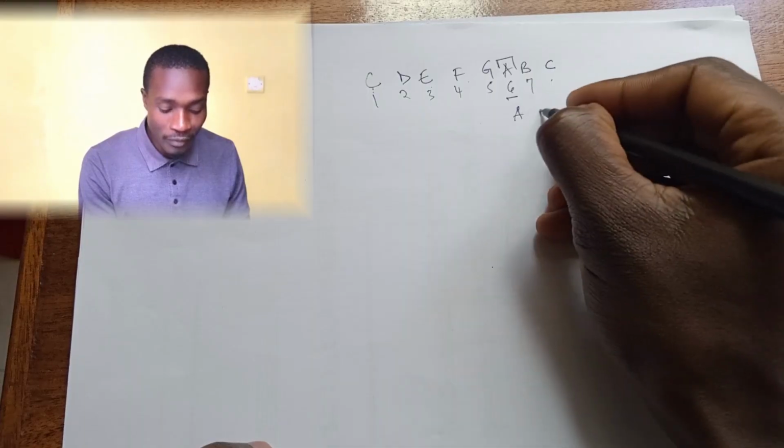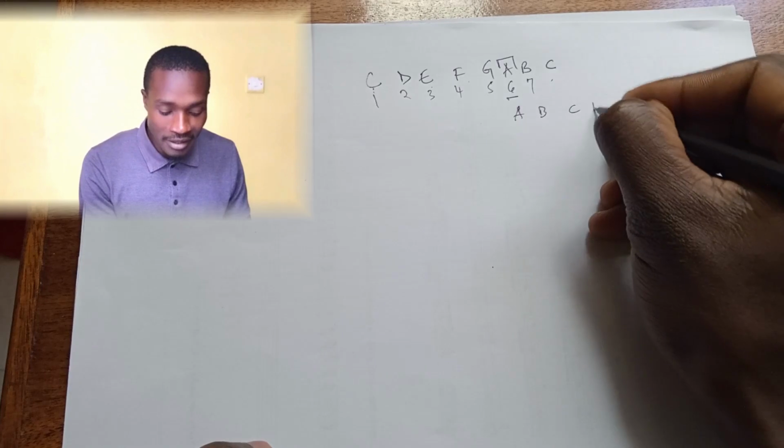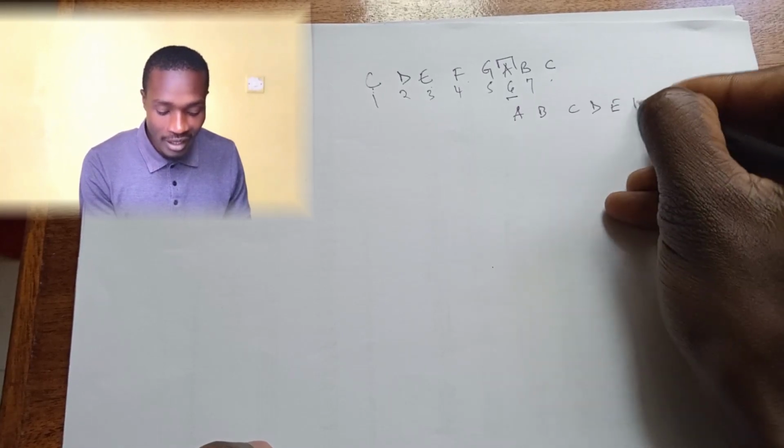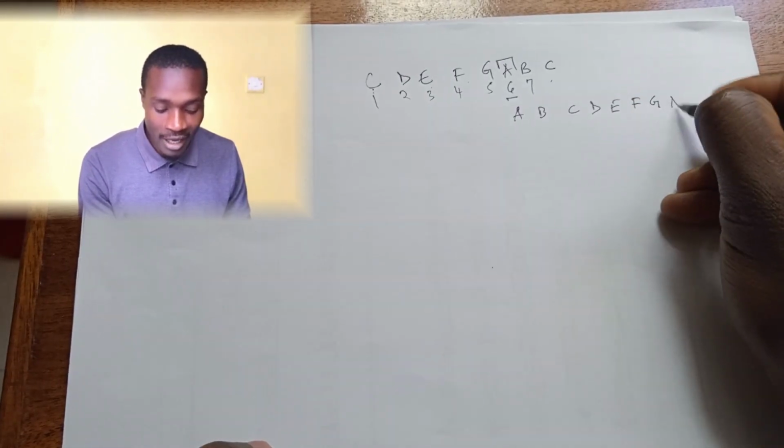We are going to start our natural minor scale from A, B, C, D, E, F, G, then back to A. A minor is going to have exactly the same key signature as C major. There is no sharp, there is no flat. So we are going to have A minor also not having flat or sharp. Having the natural minor scale, that is the first form of the minor scale which you have.